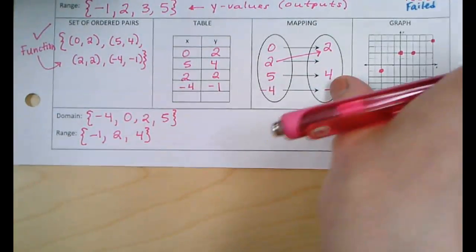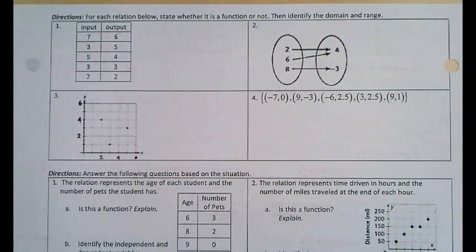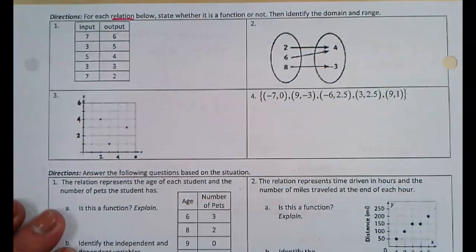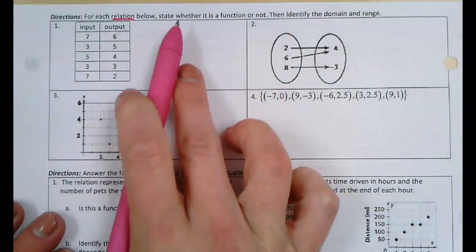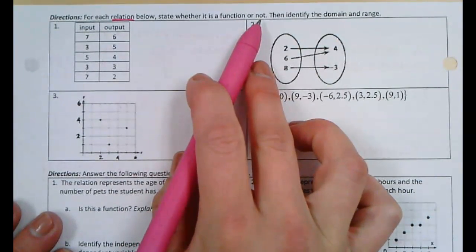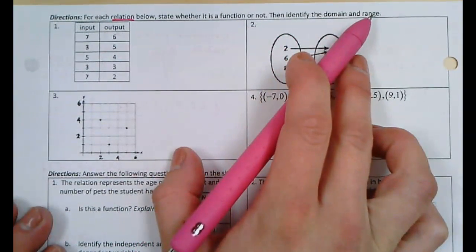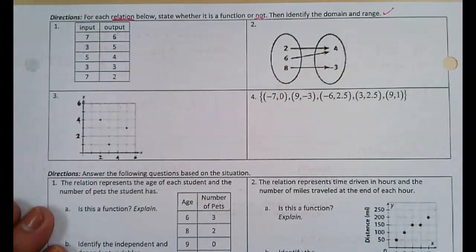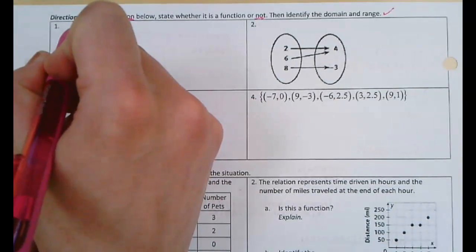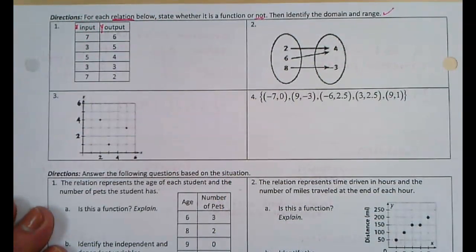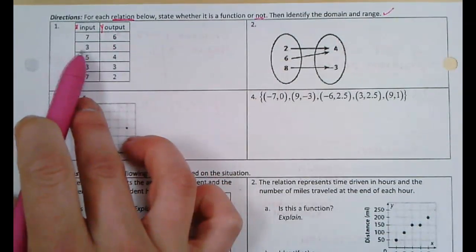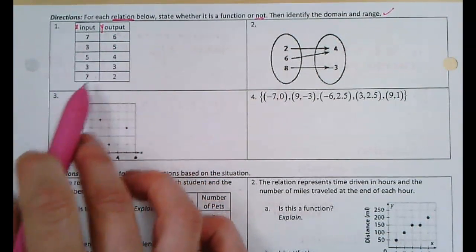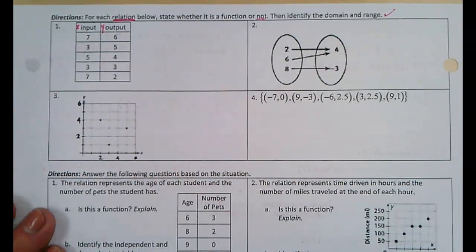Let's flip to the back side. Directions say, for each relation below, so I've given you that each of these are relations, state whether it is a function or not, then identify the domain and range. Even if it's not a function, we can still list domain and range. So let's take a look at this first problem. We have our inputs, our outputs, which is the same as our x and our y. And we notice here that 7 to 6, 3 to 5, 5 to 4, 3 to 3, and 7 to 2. What do you think about this one?